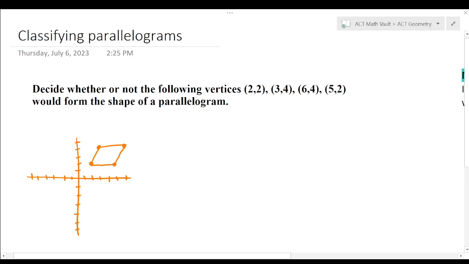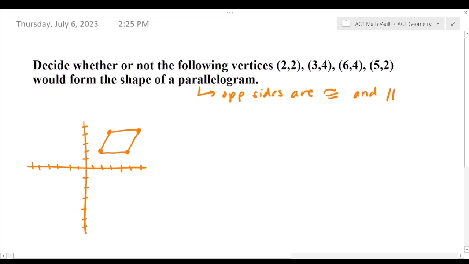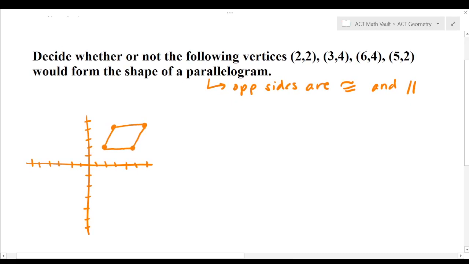Okay, now that's just rough, but you know that the ACT gets very specific, and so you really have to prove yourself with some work. So what is a parallelogram? Well, opposite sides are congruent and parallel. Okay, so if that's the case, then there are a few things that we could do here. We could go the congruent route, or we could talk about the parallel aspect.